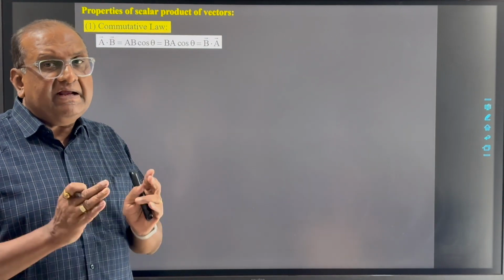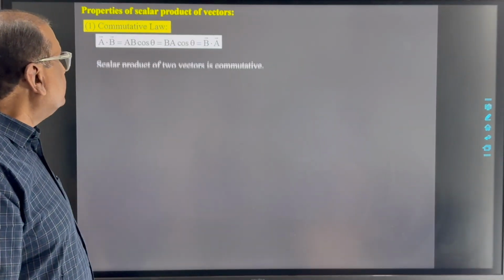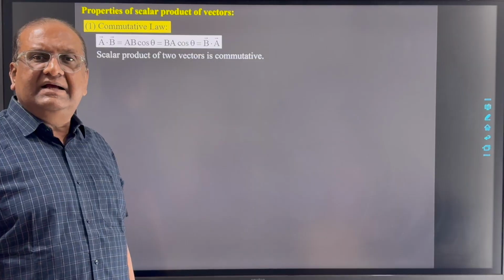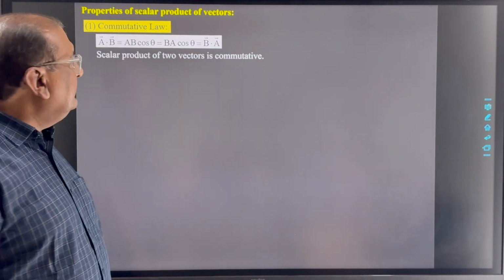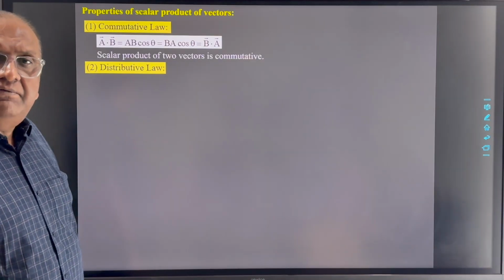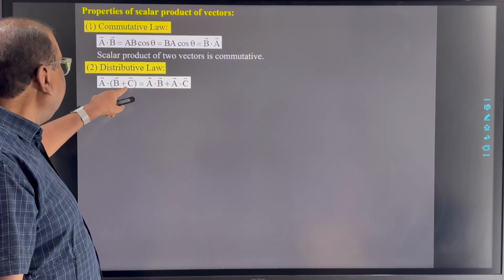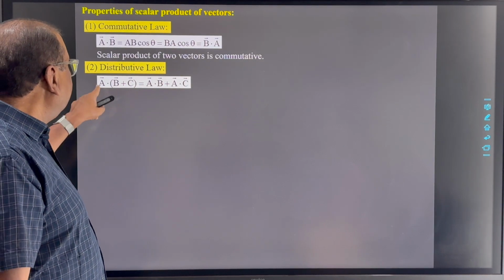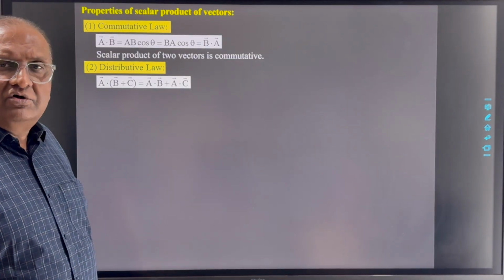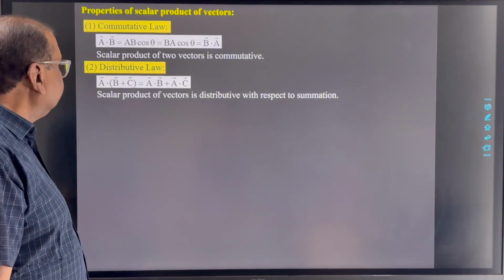It implies that we can write A dot B is equal to B dot A. So we can say the commutative law holds for the scalar product of vectors. Then, the distributive law: suppose we have A dot (B plus C). Then simply we can simplify it like this, A dot B plus A dot C. So the distributive law also holds in the scalar product of vectors, okay?